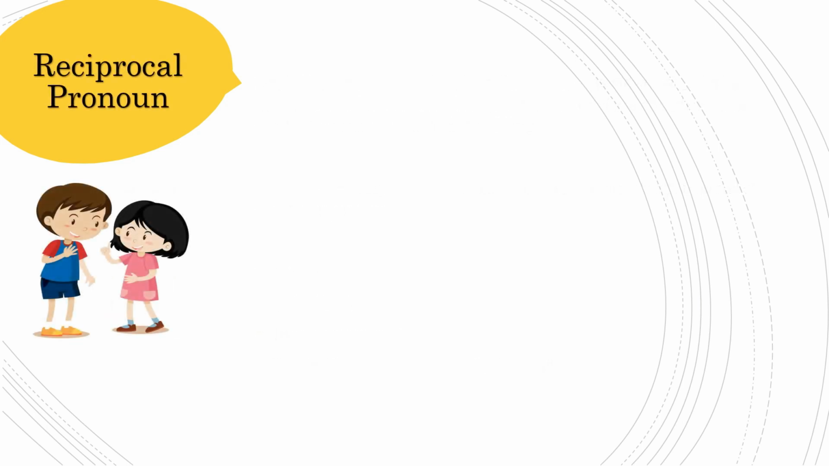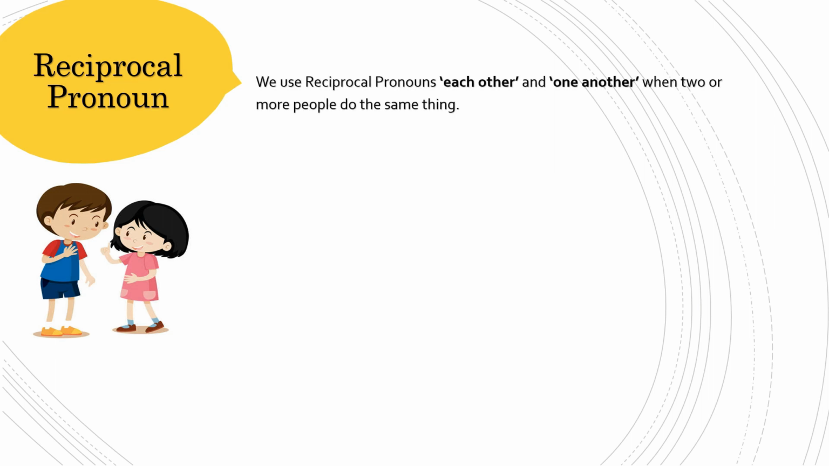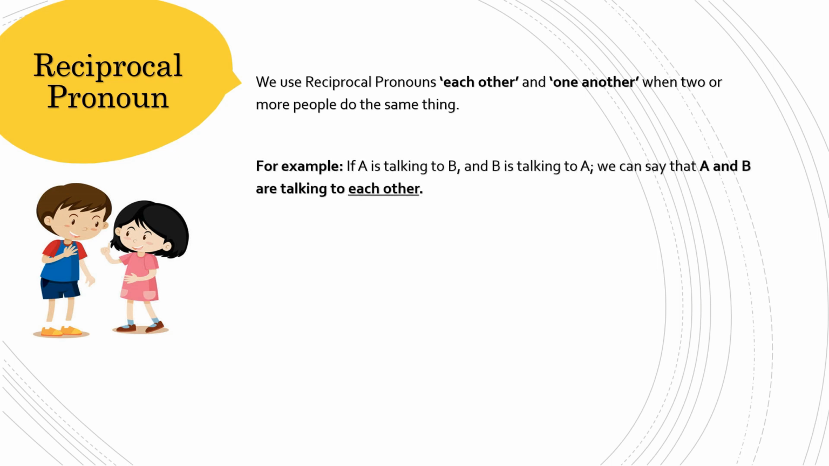Reciprocal pronoun. We use reciprocal pronouns, each other, and one another, when two or more people do the same thing. For example, if A is talking to B, and B is talking to A, we can say that A and B are talking to each other. There are only two reciprocal pronouns, as mentioned above.